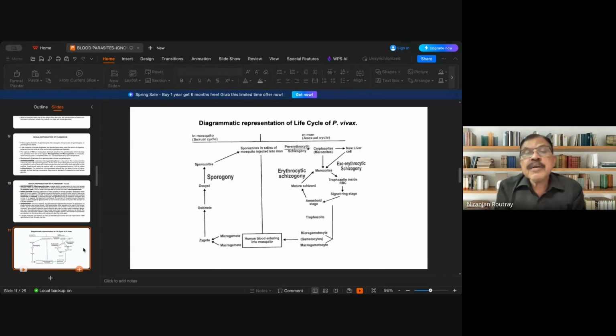It is divided into the sexual cycle, which occurs in the mosquito. The sporozoites are liberated along with the saliva. It passes through pre-erythrocytic schizogony, that means in the liver, and again it produces cryptozoites. Again, it may continue in a new liver cell, or ultimately it produces merozoites.